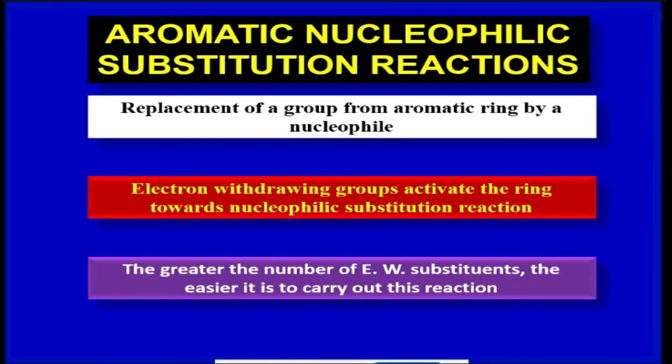We have seen in electrophilic aromatic substitution reaction that when you have electron donating groups, the ring is activated towards the substitution reaction. If electron withdrawing groups are there, then it is deactivated towards electrophilic aromatic substitution reaction. But for nucleophilic substitution reaction, the case is opposite. So for nucleophilic substitution reaction, because the nucleophile itself is electron rich, the ring must be activated by a decrease in the electron density. And that decrease can be caused by electron withdrawing groups, which will withdraw electron density from the ring and activate the ring towards nucleophilic substitution reaction.